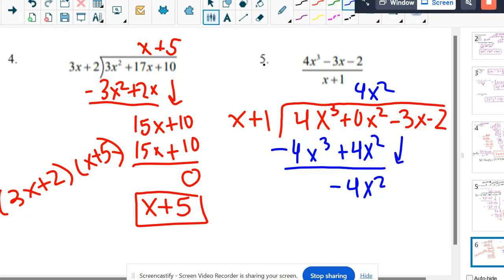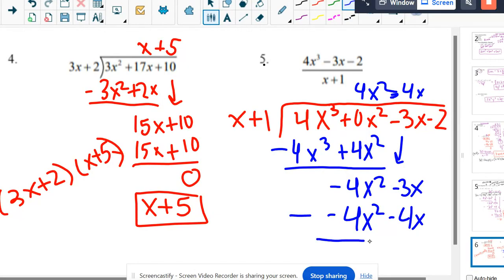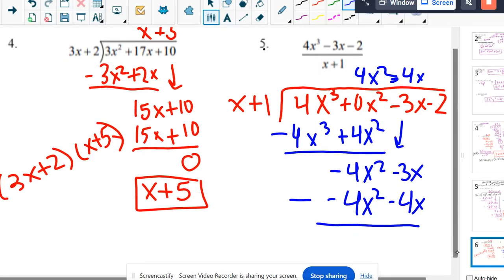And then drop down the negative 3x. So negative 4x squared divided by x is minus 4x. And then I multiply 4x by x, and that's negative 4x squared. And then this is minus 4x. Negative 4x times 1 is minus 4x. Okay, so we're subtracting these two. What do you get when you subtract them?